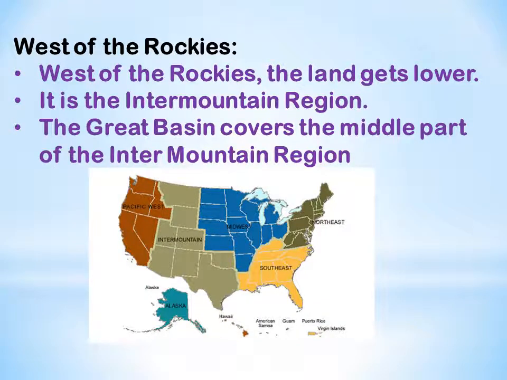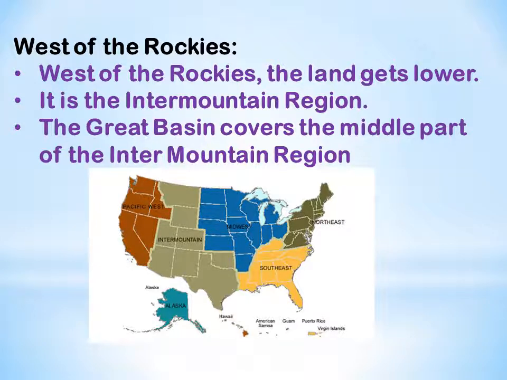West of the Rockies, you see that the lands get lower, and you are now in the Intermountain region, or the land between mountain ranges. The Great Basin covers the middle part of the Intermountain region, and by the way, a basin is a low boat-shaped land with higher ground around it. We already discussed that in our vocabulary. The Great Basin has some of the driest and lowest lands in North America.